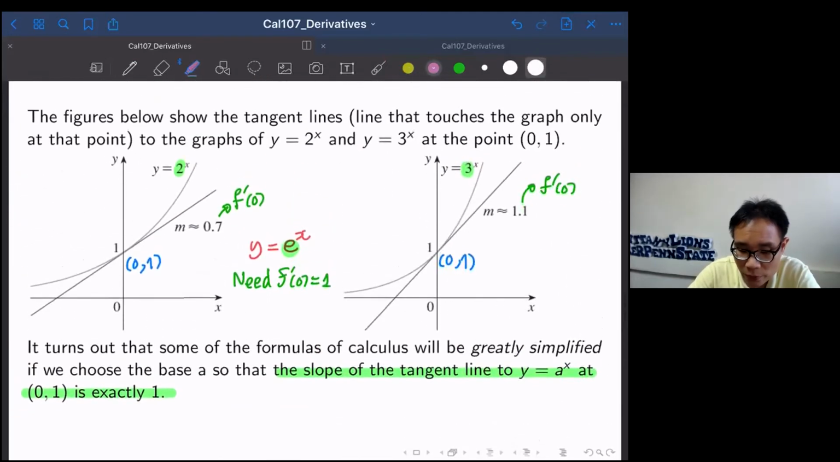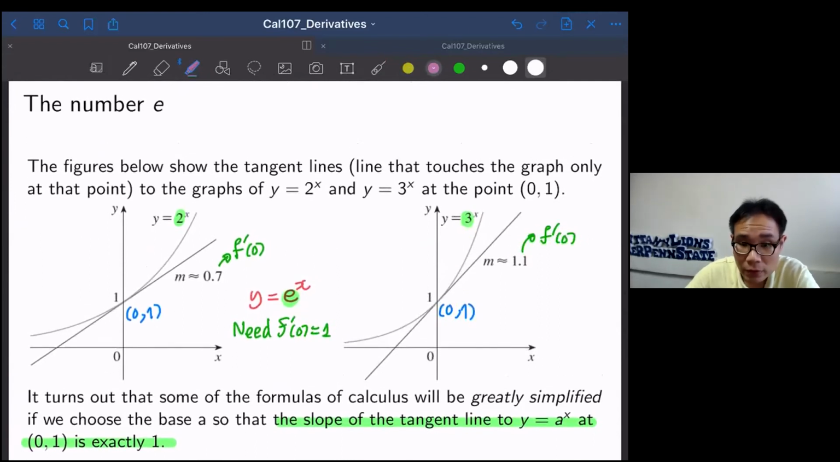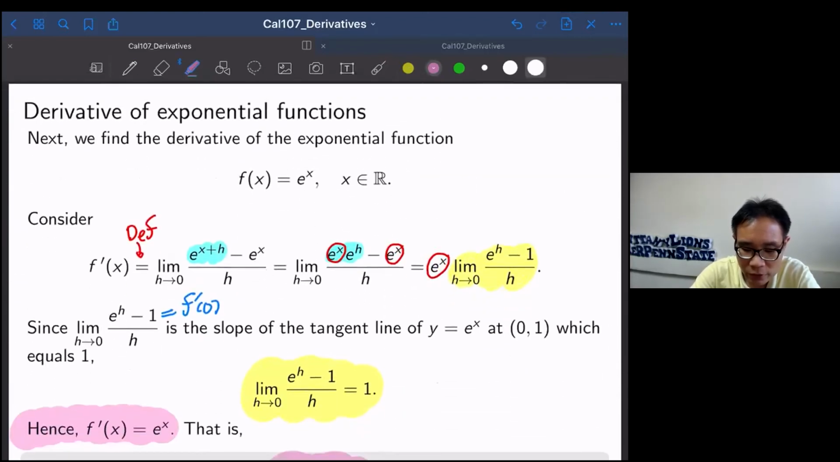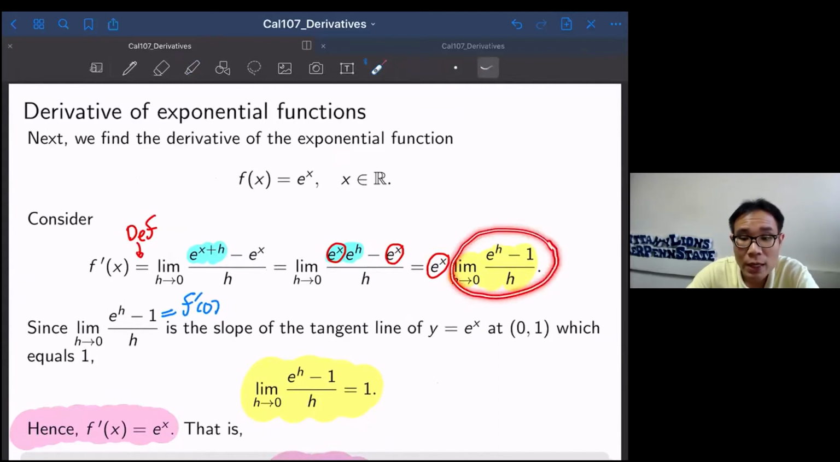We began with the problem that we would like to find the slope of the tangent line at 0. When the base equals 2, you get 0.7. When the base equals 3, you get 1.1. For the exponential function, we have this limit to compute, and we want a simple formula. So in order to obtain the simple formula, we need the yellow number to be equal to 1.